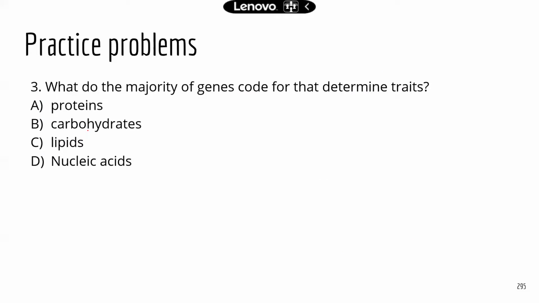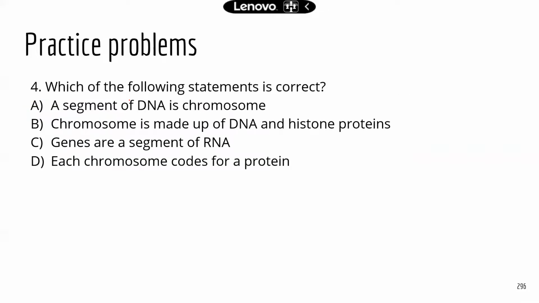Number three, what do the majority of genes code for that determine traits? Genes code for proteins, right? And proteins will determine your trait. Number four, which of the following statements is correct? So this tests your knowledge about the relationship between DNA, genes, and chromosomes.